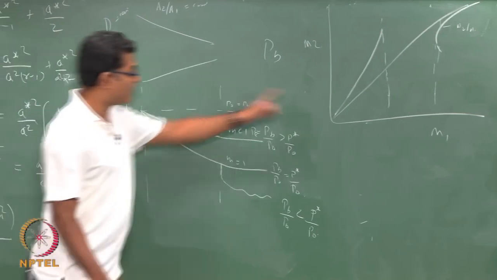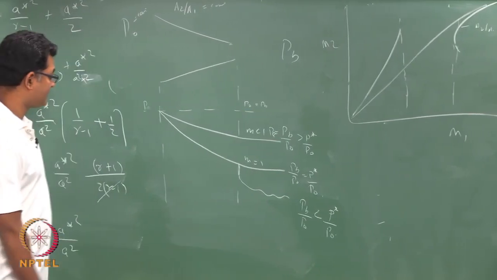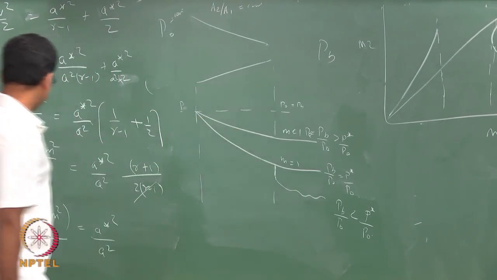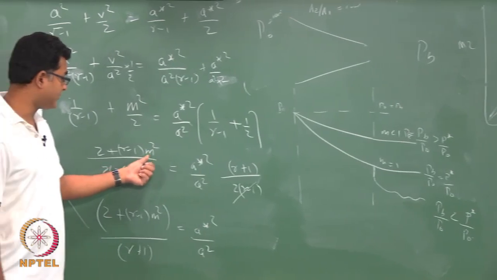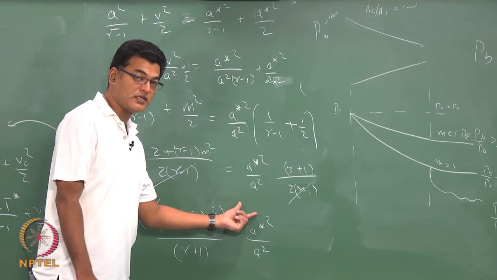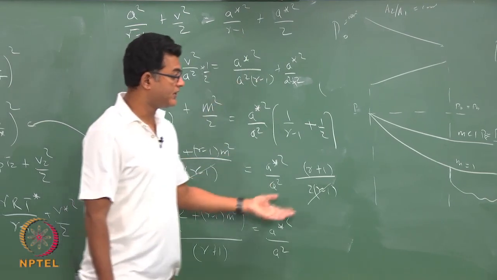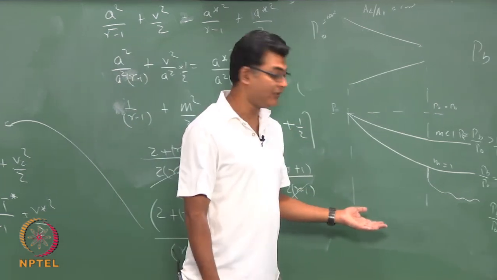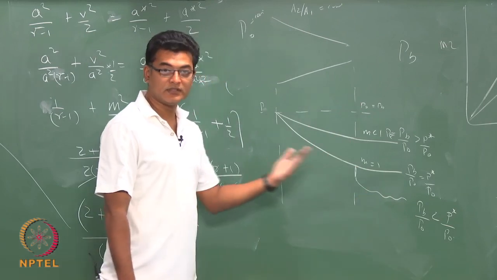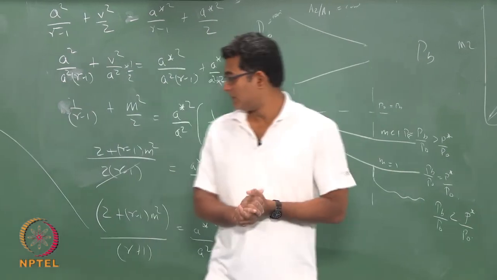We will come back to those curves when we discuss converging diverging nozzles, and it is also important to realize the relation between your M and M star. Associated with any M you will have an M star. This you will see also in your isentropic tables, along with your PB by P0 values. Associated with M, there is an M star, which is a reference quantity again. Okay. Thank you.